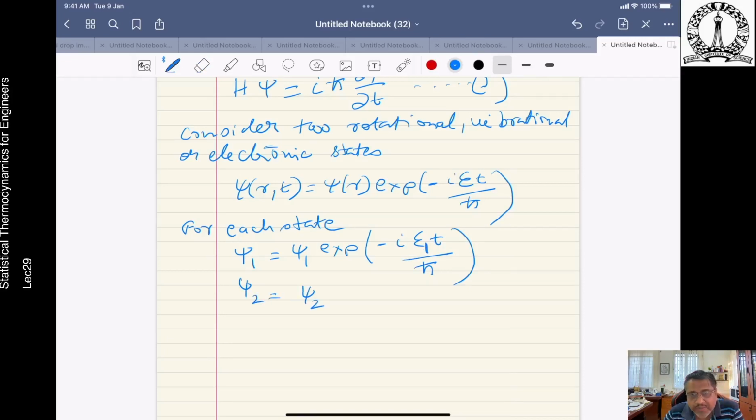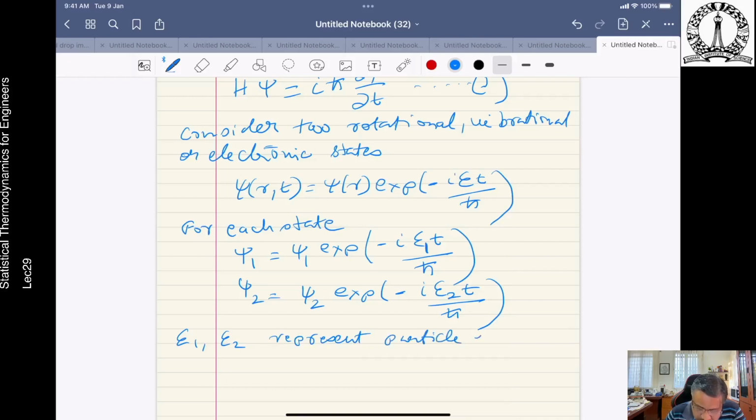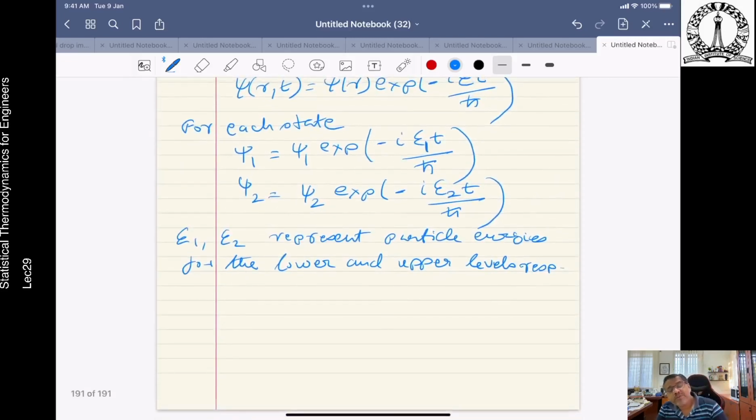plus psi 2, the R dependent psi, times exponential minus i E2 t by h bar, where E1 and E2 represent particle energies for the lower and upper levels, respectively. All right.